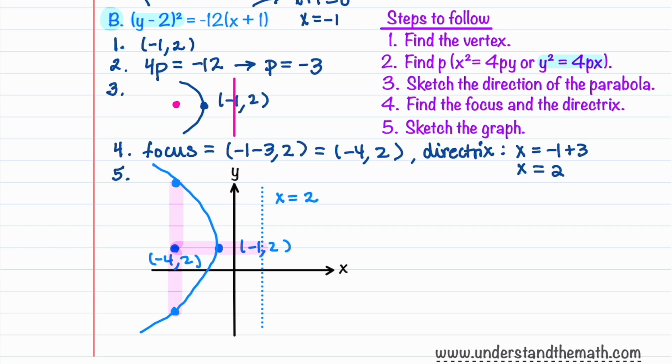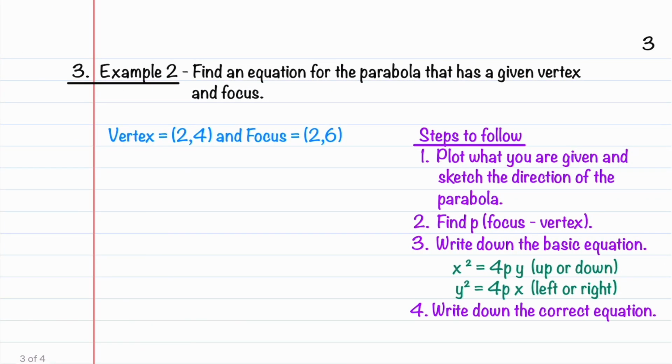Let's now look at some other different types of examples. In our second example, we are going to find an equation for the parabola that has a given vertex and a given focus. Our vertex is equal to 2, 4, and our focus is equal to 2, 6. I've again written down some steps that we can follow just to make it easier. The first thing that we want to do is to plot what we're given and then sketch the direction of the parabola using that information. This doesn't have to be a fancy sketch, we just have to think about the shape.